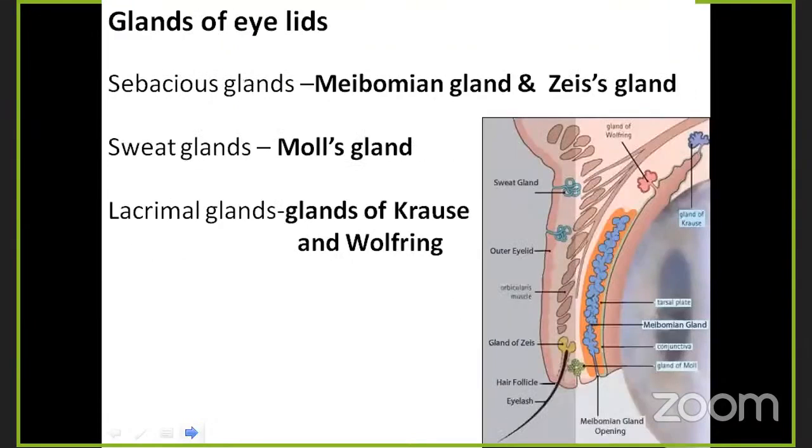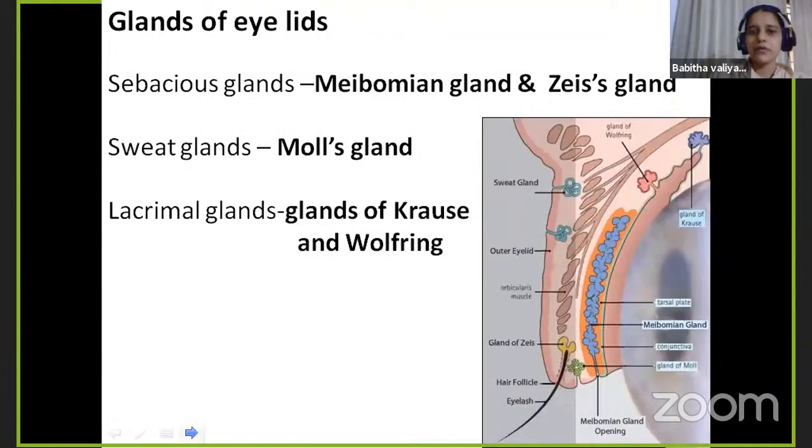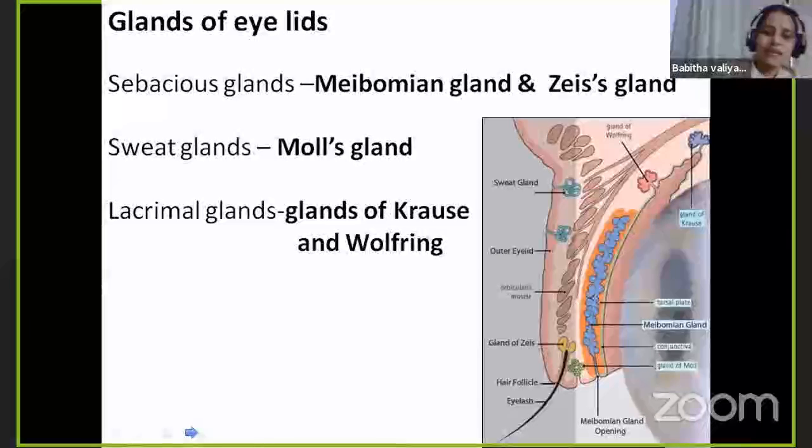Then glands. Meibomian glands and Zeis glands are the modified sebaceous glands seen in the eyelids, and Moll's glands are the modified sweat glands. These glands of Krause and Wolfring, the accessory lacrimal glands, are responsible for the basal secretion of tears, which keep the eye moist always. This is about the applied anatomy of the eyelid.